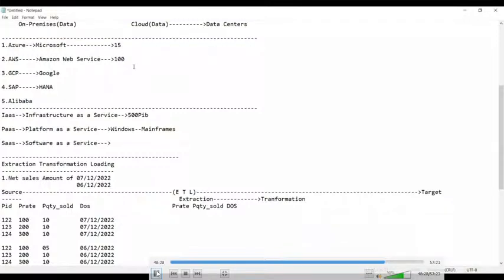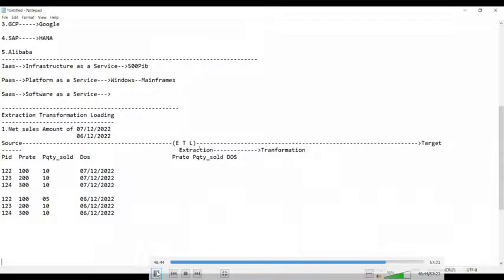Okay, sorry guys, it got disconnected. Now, everyone, just have a look. We were discussing this. Can you see here? The first part is extraction. Out of all this, we require pulling in the product rate, product quantity sold, and DOS. The date of sales is required in the process of extraction.